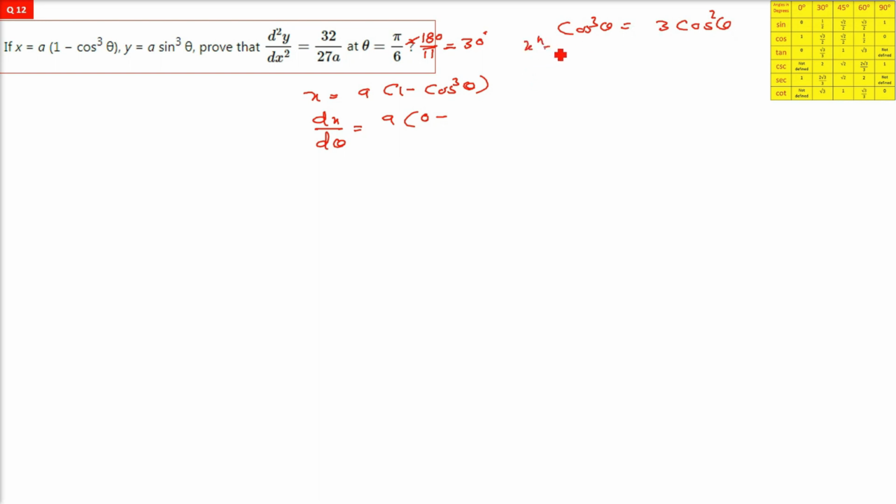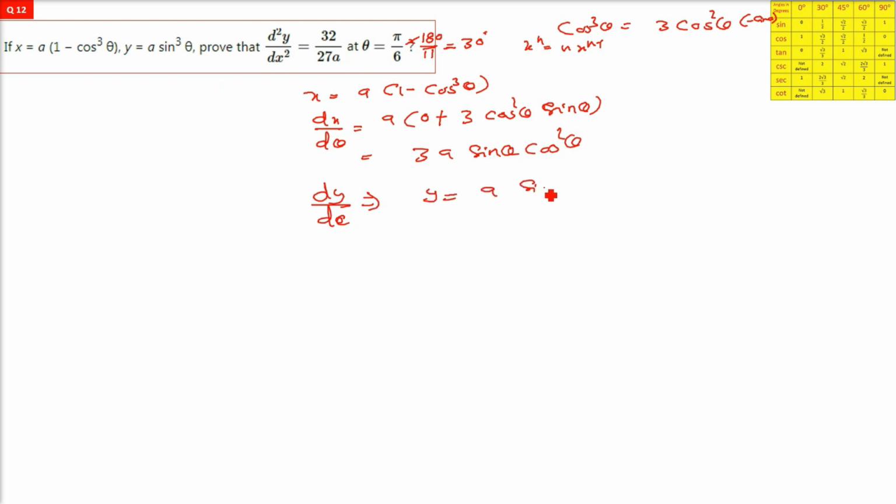As I said, x to the power n, differentiation is n x to the power n minus 1. So you'll get 3 cos square theta, and cos theta will be minus sin theta. You have to differentiate cos theta again. Finally, you will get 3 cos square theta, and you have a minus sin theta here. So minus you can take outside. So 3a sin theta cos square theta is dx by d theta. Now dy by d theta. So what is y here? Y is equal to a sin cube theta.